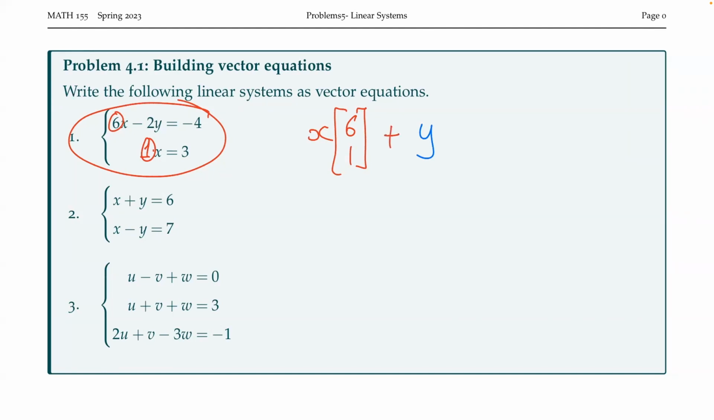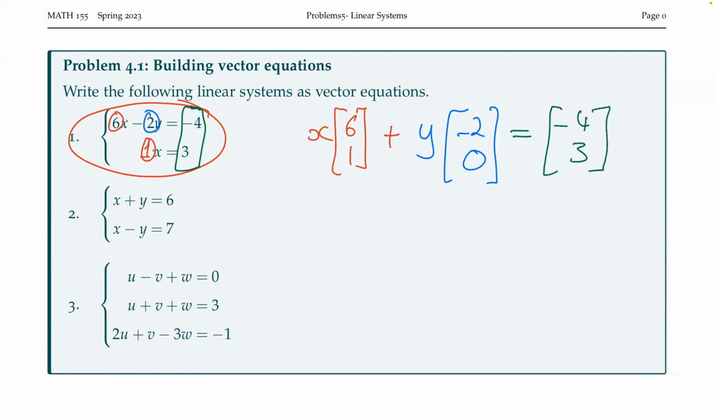Okay, so what do we have for the y? Well, the first equation, we've got a -2. What's the coefficient for y in the second equation? Exactly, there's no y, so this is just 0. And then I take the things that are on the right-hand side and put them in a vector. So minus 4, 3. Easy as pie.